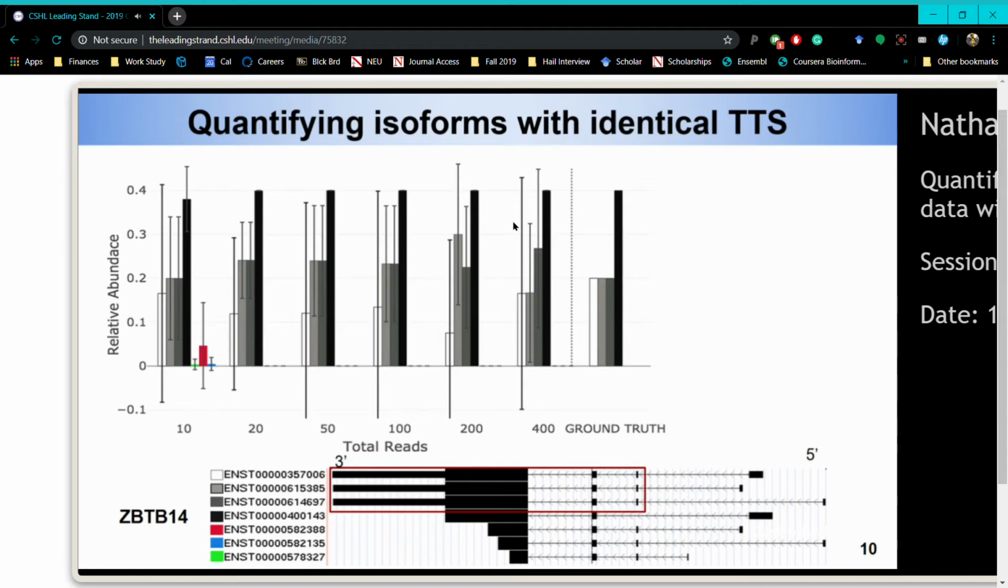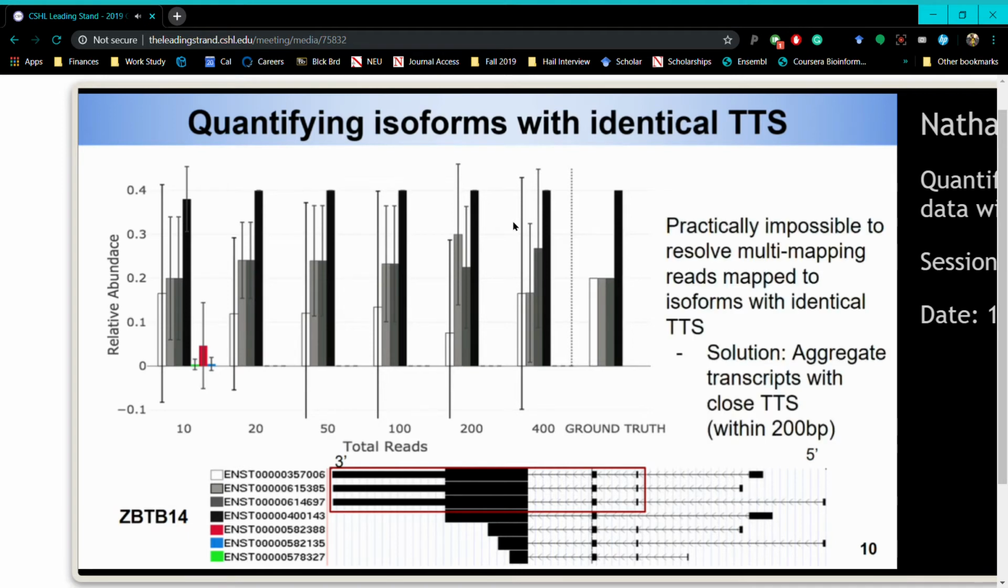To get around that problem, you can note that these transcripts are very structurally similar and have only a very small unique sequence at the 5' end, which you won't get many reads at because of the 3' bias. So in order to solve this problem for now, we aggregate transcripts with very close transcript termination sites. As opposed to generating individual estimations of relative transcript isoform abundance for each of these transcripts, we're proposing aggregating all of those relative abundances, so you have knowledge that it belonged to one of these 3 transcripts.